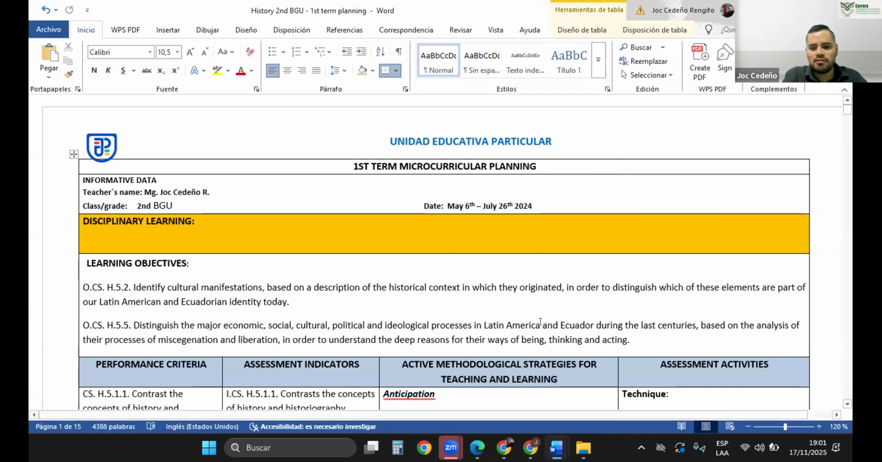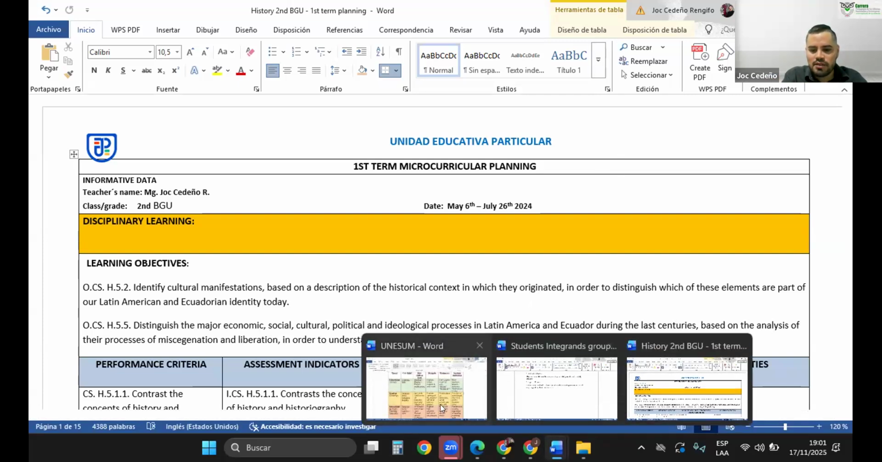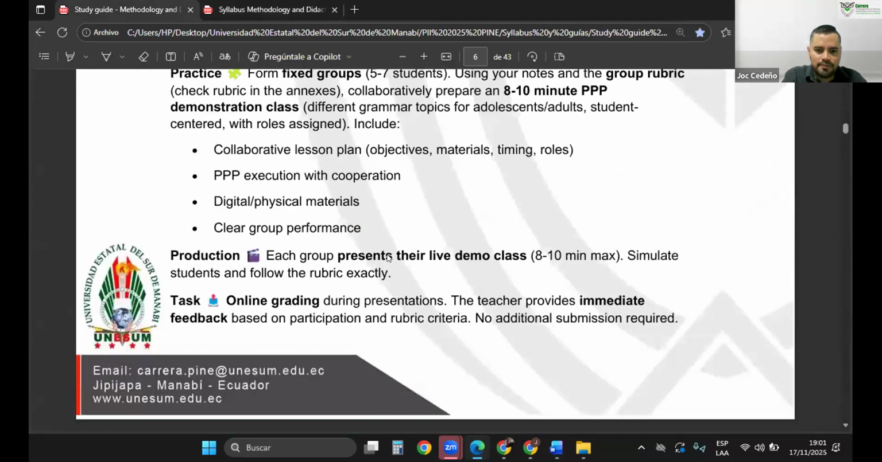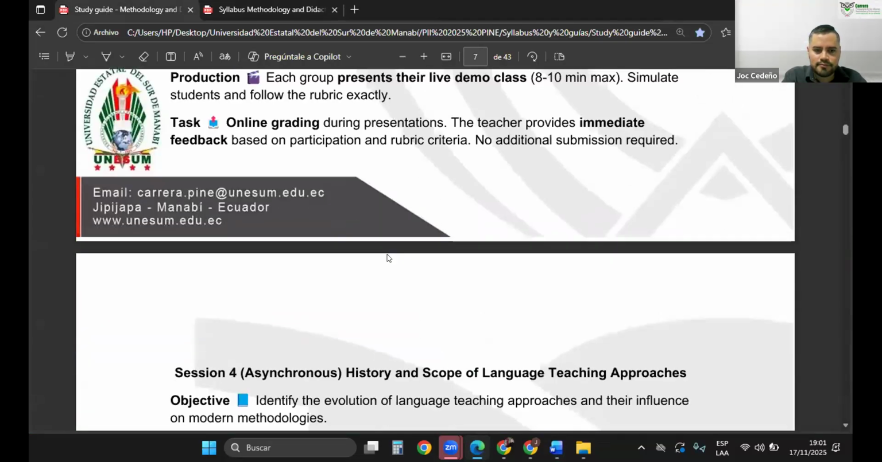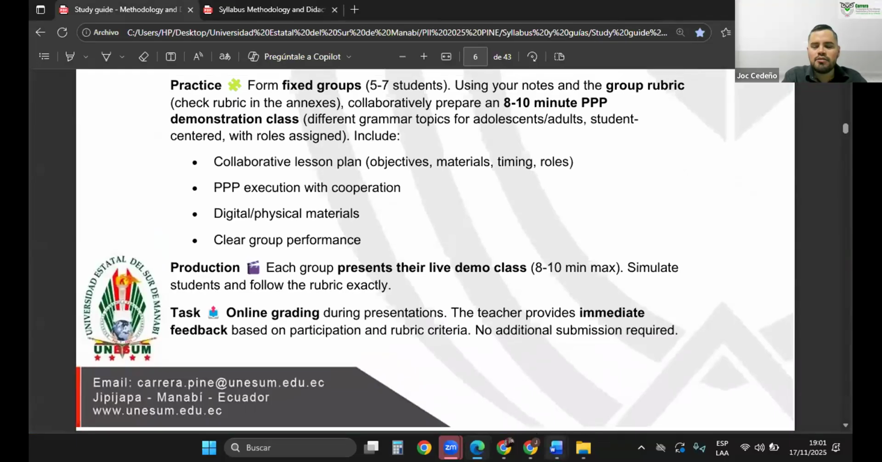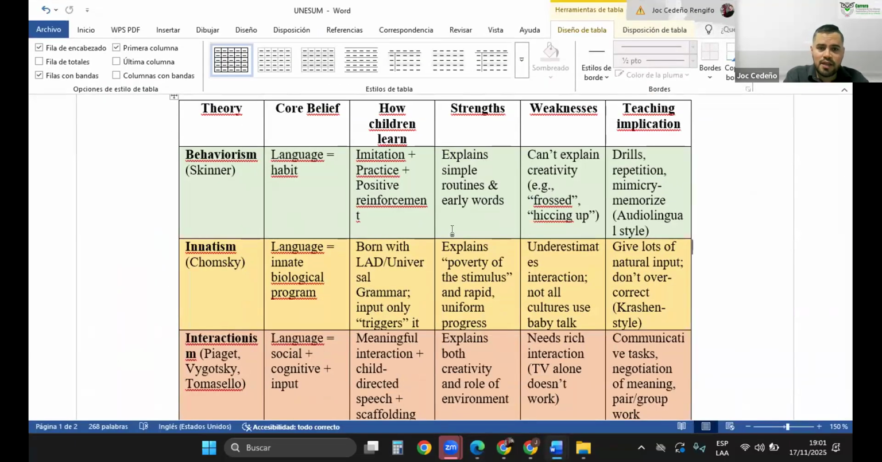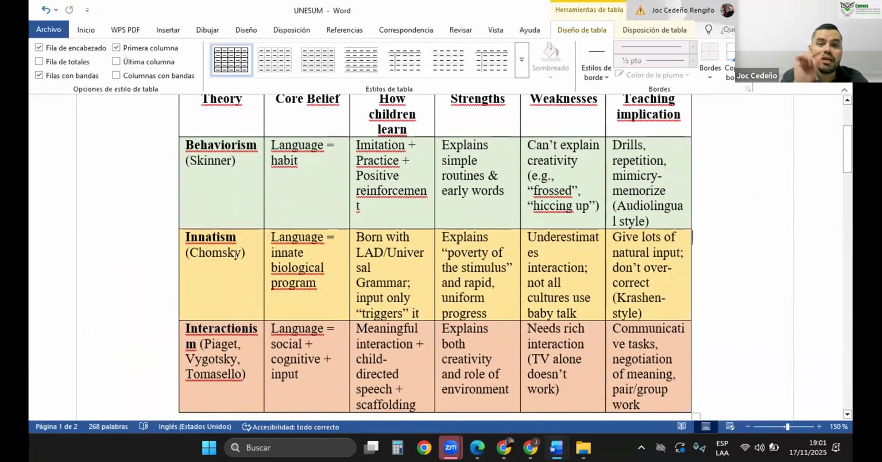Okay, and let's quickly review the topics that we studied today. So in today's lesson, we described three main theories of language acquisition. We learned about behaviorism, innatism, and interactionism. Remember, ism. Behaviorism. That is the first theory.